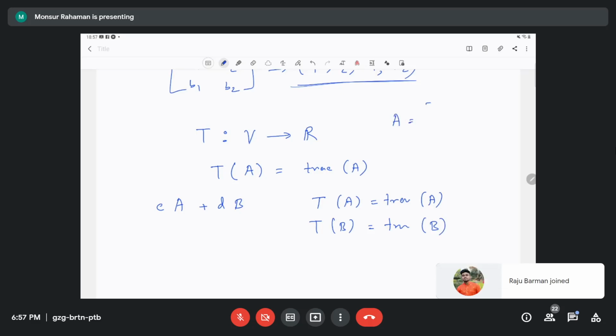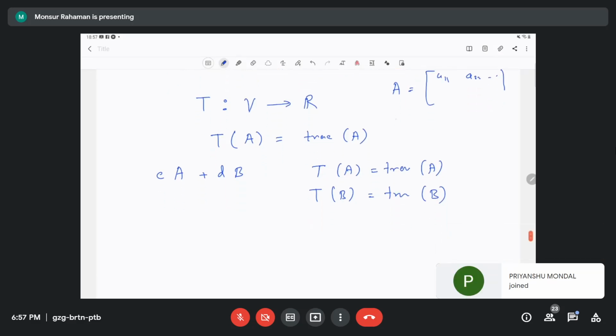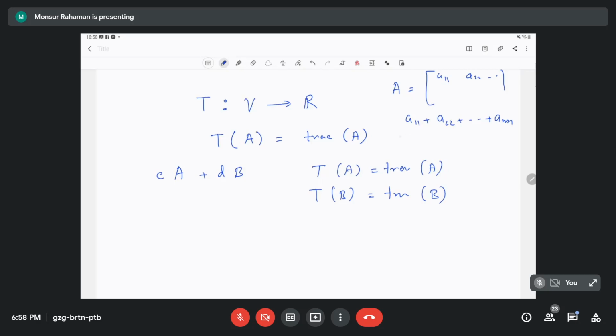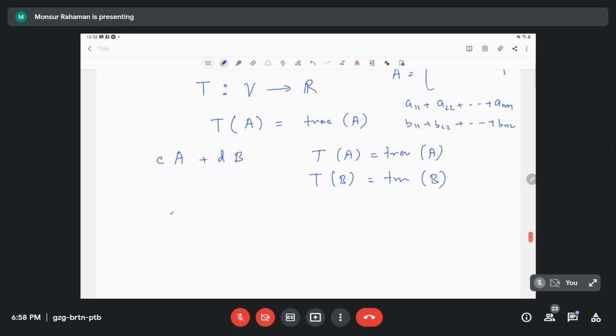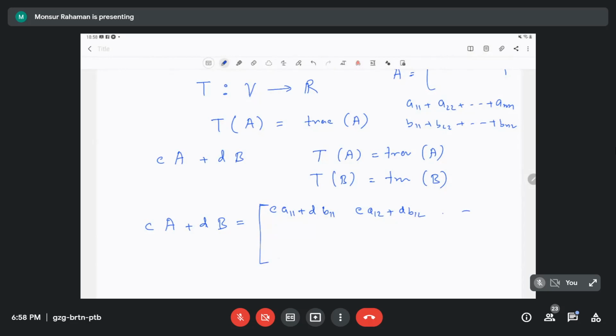And A, if you define the elements as a11, a12 and so on, what will the trace be? The trace will be the diagonal elements a11 plus a22 plus dot dot plus ann, and for B, the trace will be b11 plus b22 plus dot dot plus bnn, all diagonal elements. Okay. So if you add two matrices, what will its element look like? It will be c a11 plus d b11, c a12 plus d b12, of this type.